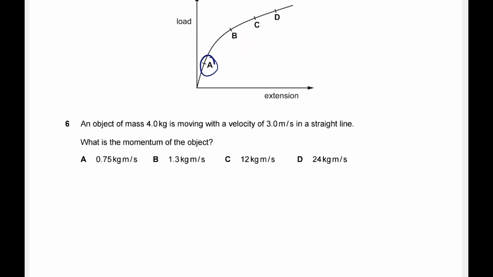Number 6. An object of mass 4 kilograms is moving with a velocity of 3 meters per second in a straight line. What is the momentum of the object? Okay, so momentum is mass times velocity. So 4 times 3 equals 12 kilogram meters per second. Okay, number 7.